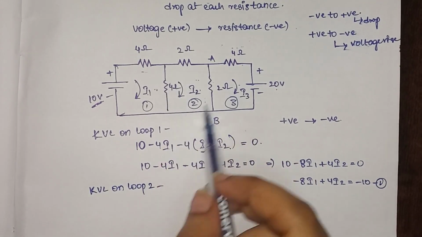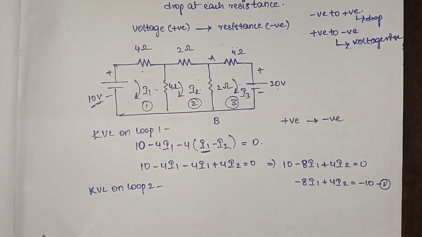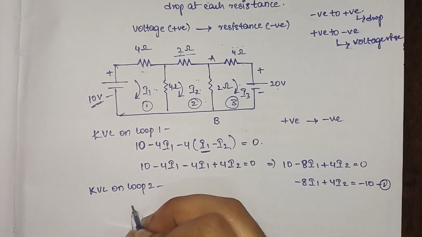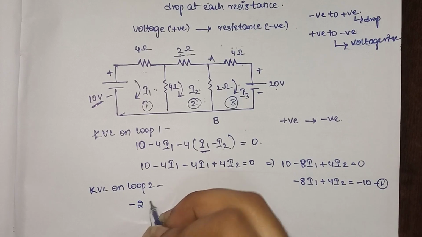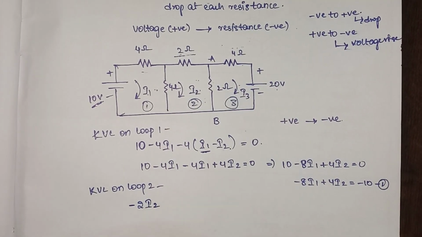So now we are considering this particular part. We are not having any voltages here. So now what we will do? We will consider the resistance. Since we are considering resistance in the negative direction, the current flowing will be -2I2.